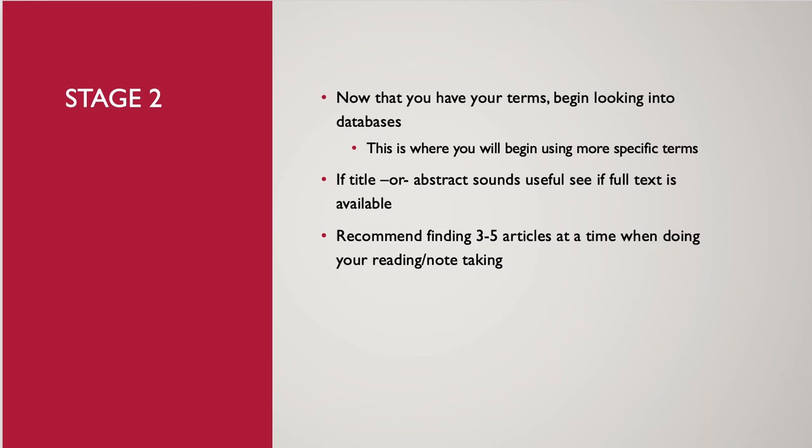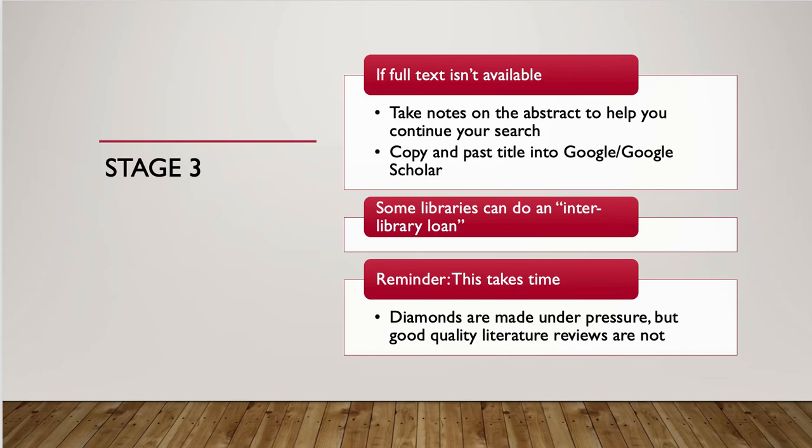The abstract gives you a lot of good information about the article, a good quick snapshot or summary of what the article is about, and that'll tell you, does this really relate to what I'm interested in researching? So I personally recommend finding 3 to 5 articles at a time when doing your reading and note taking. And that's because you can more quickly find themes within these literature sources because you're going back and forth.